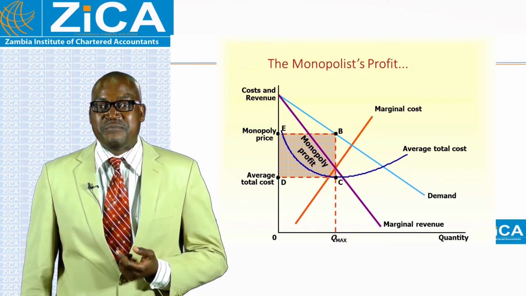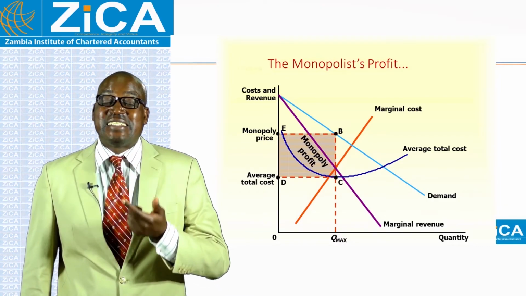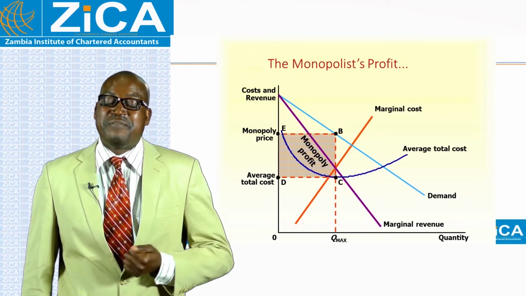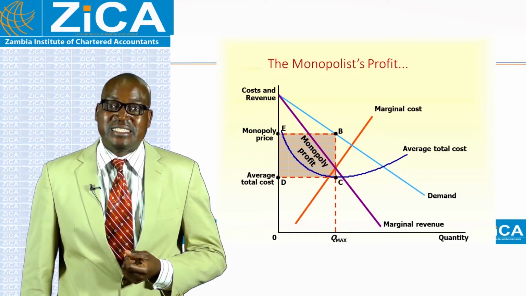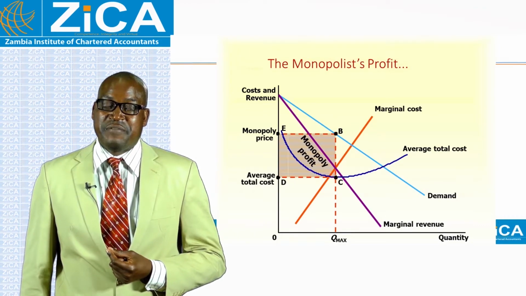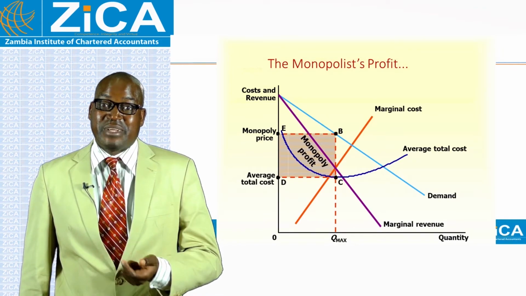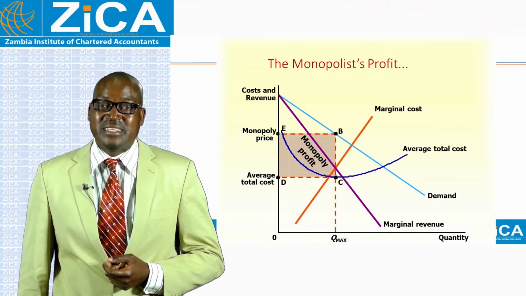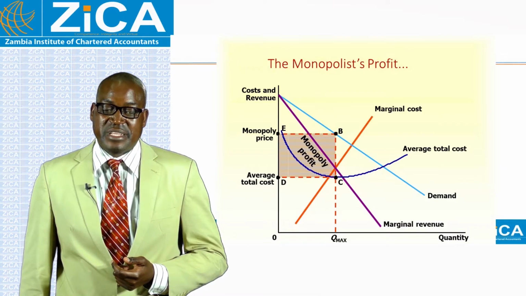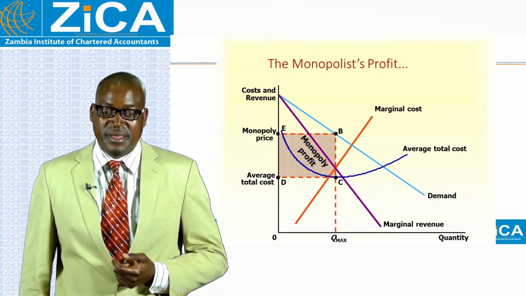Now, what we see from here is that the monopolist charges a higher price than what a perfect competitor would charge, and at the same time supplies less quantity than what a perfect competitor would supply. In that particular sense, that is the reason why government intervention is normally required for firms operating under monopoly.